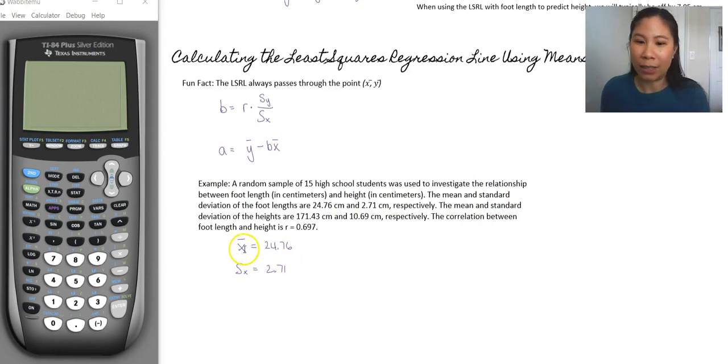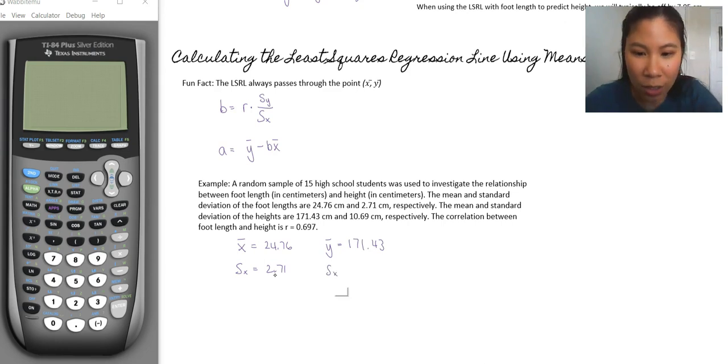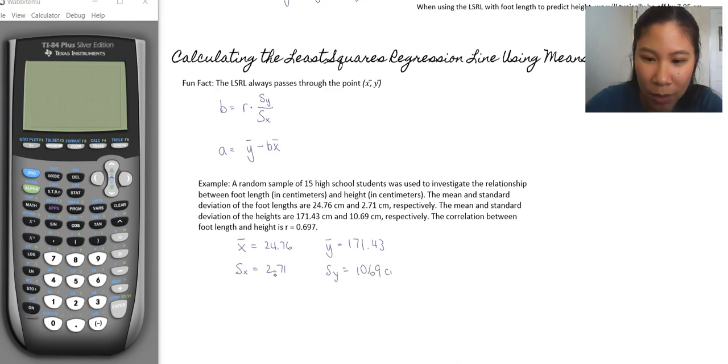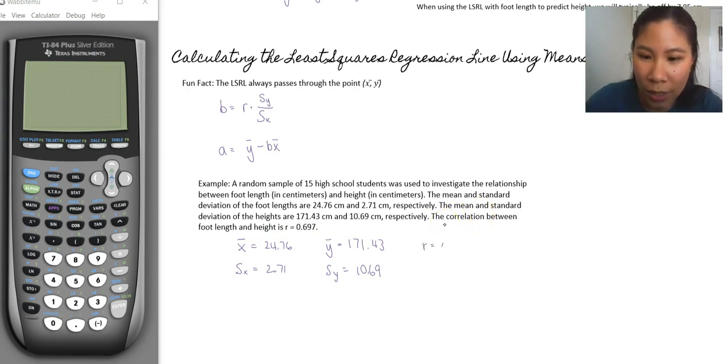So I can write that out as x bar is 24.76 and the standard deviation of the x variable is 2.71. Then they said the mean and standard deviation of height, which is our y variable, is 171.43 centimeters and the standard deviation is 10.69 centimeters. Lastly they say the correlation is 0.697.